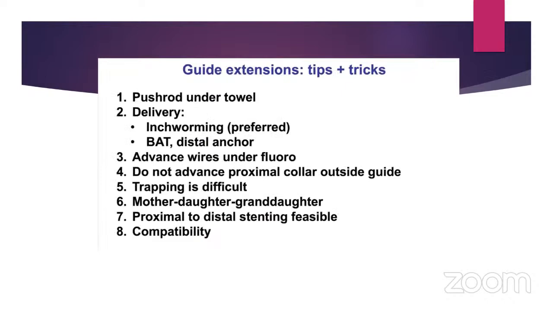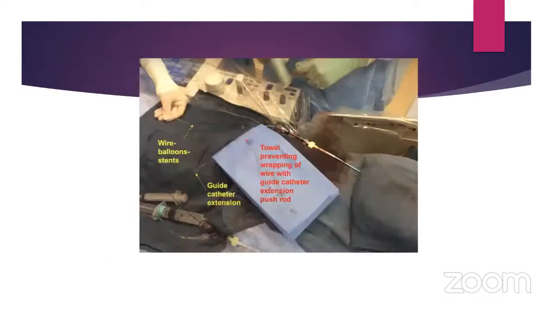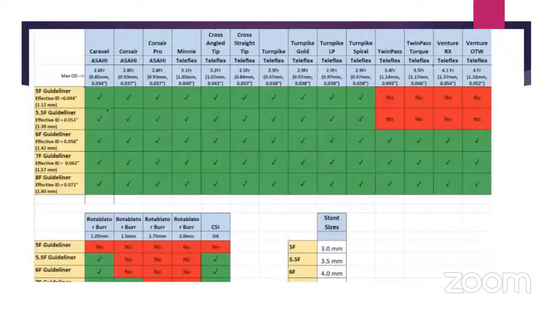What are the tips and tricks for a guide extension? Always keep the push rod under the towel. For delivery, it is better to prefer the balloon-assisted tracking or inchworming technique. Always advance wires and stents under fluoro only. Do not advance the proximal collar outside the guide, and always check for the compatibility of the guiding catheter with the microcatheter or a rotablator burr and stent sizes beforehand.